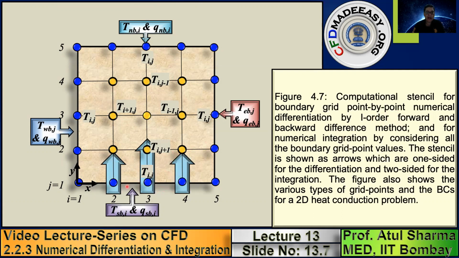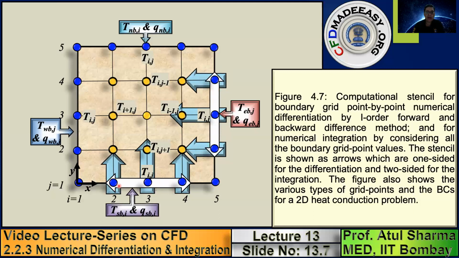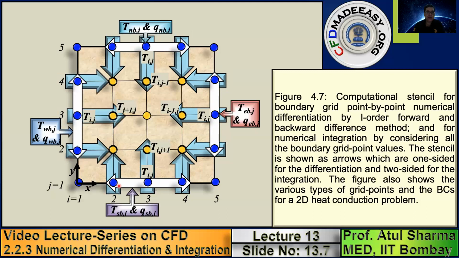Once you have obtained the conduction heat flux on these 3 points, which are spaced at a uniform spacing of delta x, you can do numerical integration to calculate the total rate of heat transfer or mean heat fluxes. Similarly, on the right wall, top wall, and left wall, first by numerical differentiation you calculate the conduction heat fluxes, and then by numerical integration you calculate the total rate of heat transfer from the various walls.